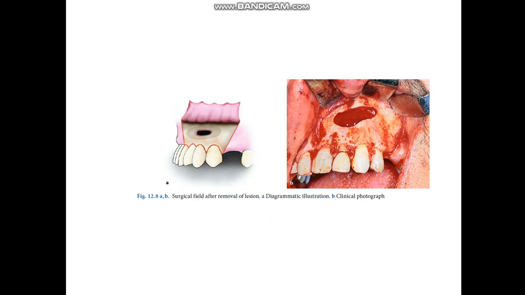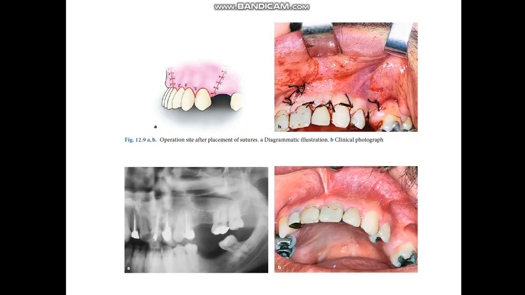Then, as we can see here, there is removal of the entire cystic lesion. Then after irrigation, there is reapproximation and suturing of the area. Actually, the healing here after enucleation should be by primary intention. Usually after enucleation, because there is a flap and reapproximation, the healing is by primary intention.